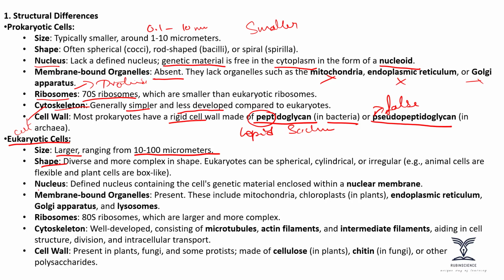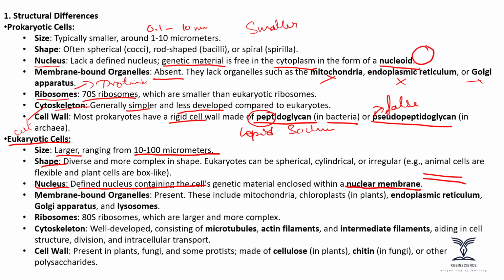And the nucleus is absent in prokaryotes, whereas it is well defined and prominent in eukaryotes. They contain genetic material enclosed in a nuclear membrane. And the DNA is linear, whereas the DNA in prokaryotes is circular. We'll be studying the circular DNA in further slides.